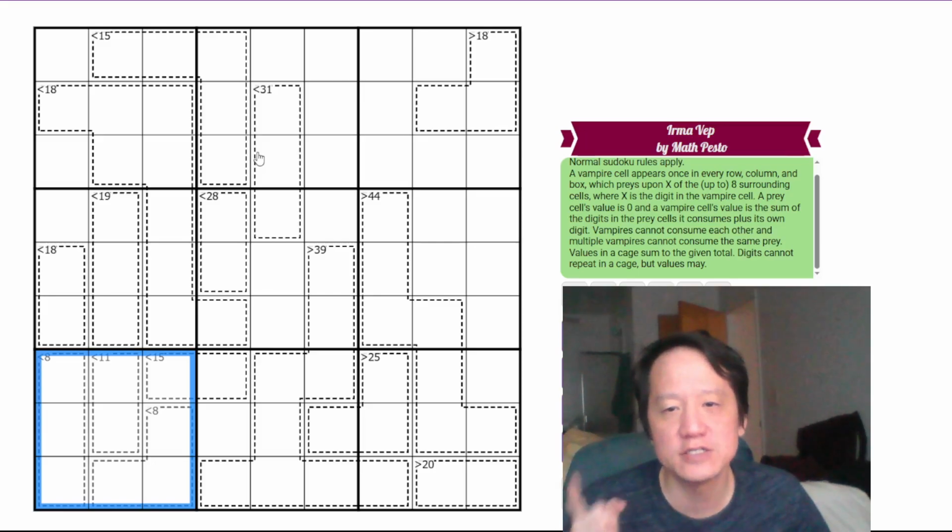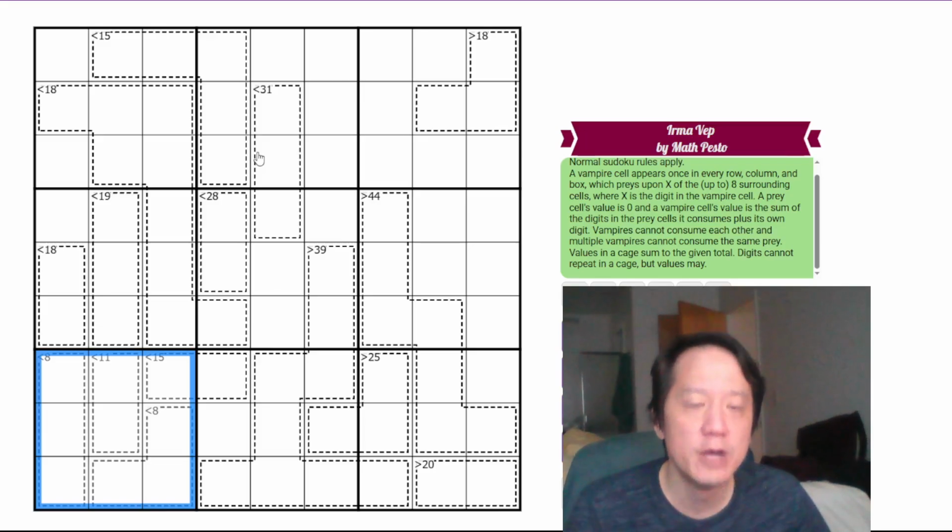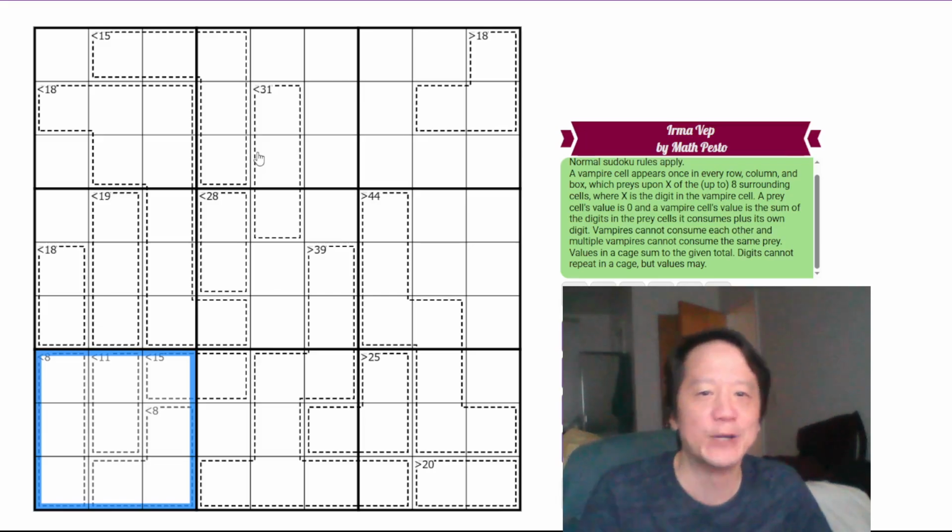Values in a cage sum to the given total. Digits cannot repeat in a cage, but values may.